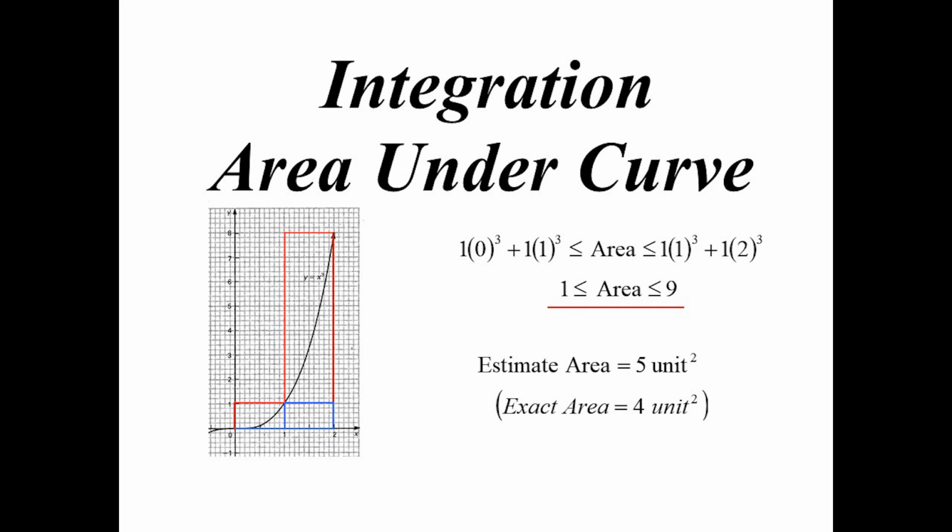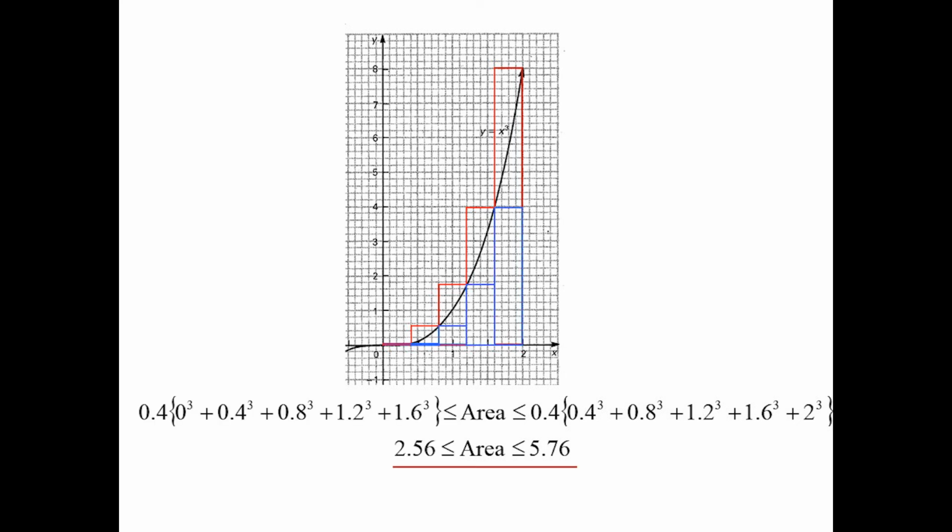Well, I can make it better by doing more rectangles. So instead of doing 2, there I've got 5. Still an overestimate, but the overestimate's going to be smaller. So in this case, there they all are. It's going to have a width of 0.4 each of them now, and the height of, well, whatever the x value is cubed. And so now I know it's less than 5.76, and if I do the inner one, I know it's going to be more than 2.56. Average those, 4.16. So just from going from 2 to 5, I've got a lot closer already.